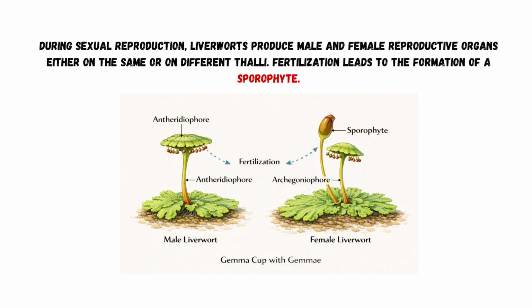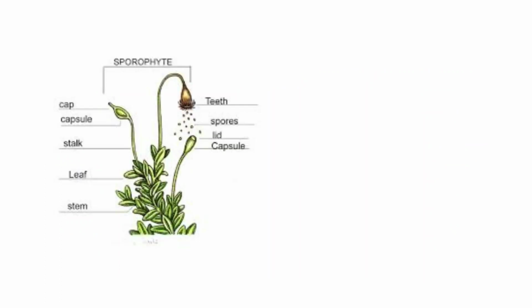During sexual reproduction, liverworts produce male and female reproductive organs either on the same or on different thalli. Fertilization leads to formation of the sporophyte. Now let us move to the second group called mosses.